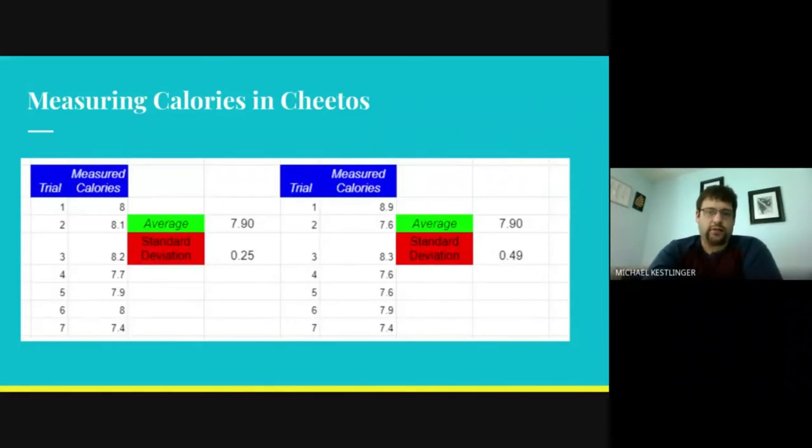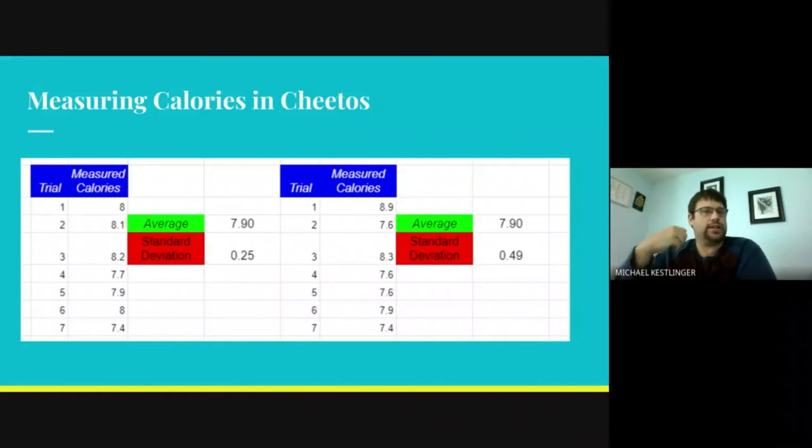We're going to measure calories in Cheetos. This is an experiment you may have done in chemistry. You take a Cheeto and set it on fire below some water. Because the Cheeto is on fire, the water is going to get to a higher temperature, and there's a calculation that you can do in chemistry. But here are 2 different trials. The left trial, you can see the average is 7.9. And the second grouping of trials, the average is 7.9. So both of these trials would give us the same average.